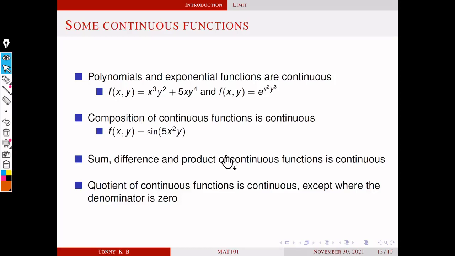So that's about this session. I think all of you understood what a function of two variables or three variables, a multivariable function, is, and also the concept of limit and continuity for two variable functions. In the next session, we will define differentiability and the concept of partial derivatives of two variable functions. Okay. Thank you.